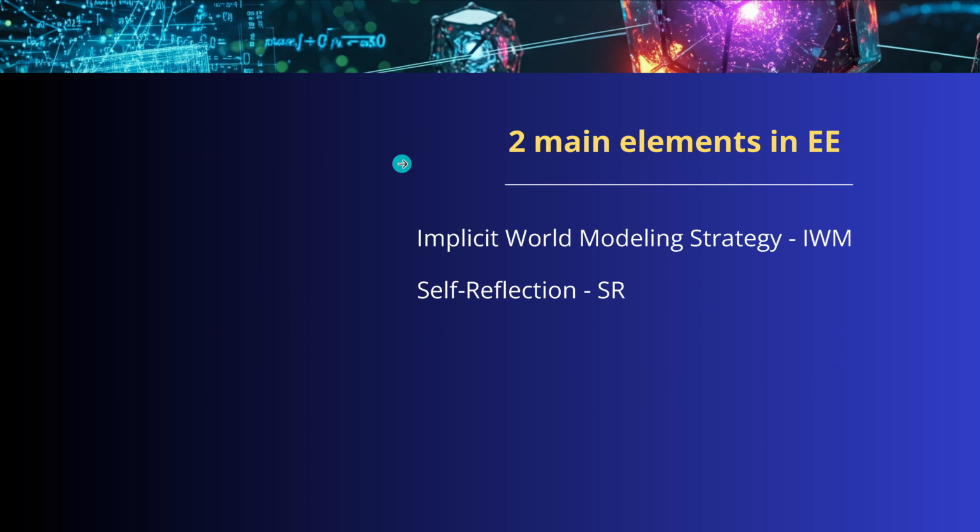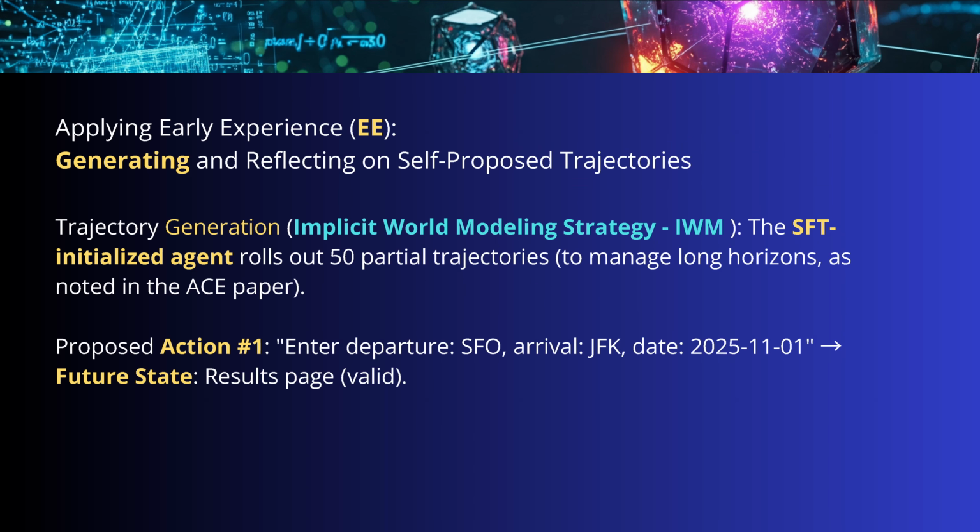And now comes the first paper by Superintelligence. They tell us, hey, we have 2 main elements that we discovered. At first, we have to build an implicit world modeling strategy, IWM. And then we do have a critique system where we have a self-reflection of the AI system on its own generated insights. You know this. This is nothing special. This is just generating and reflecting on a self-proposed trajectory set.